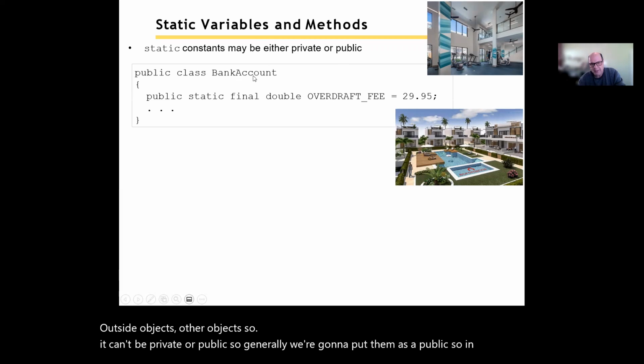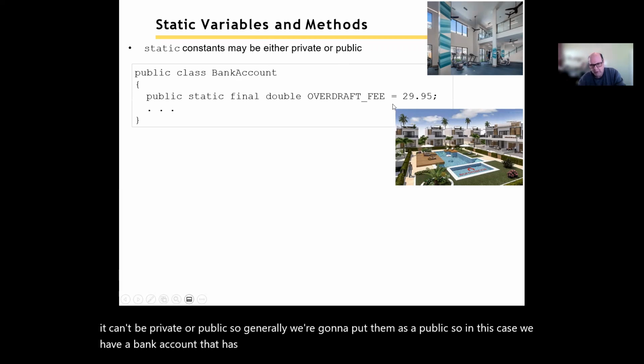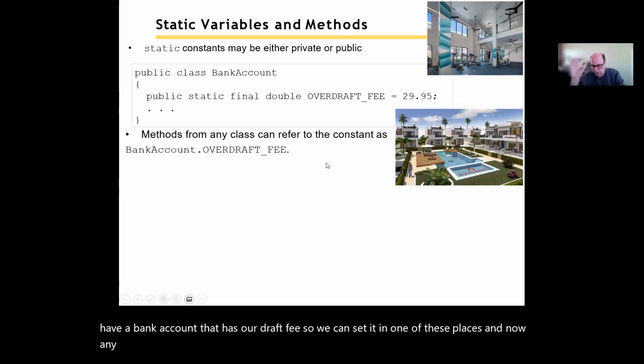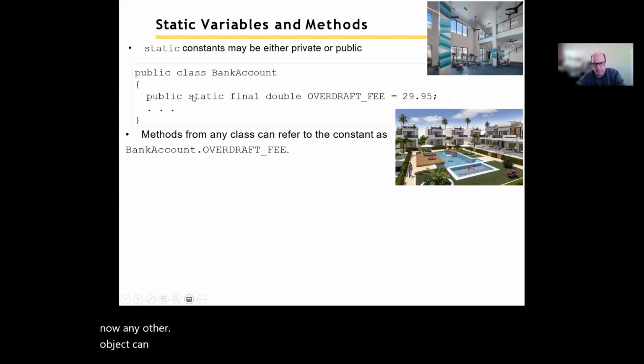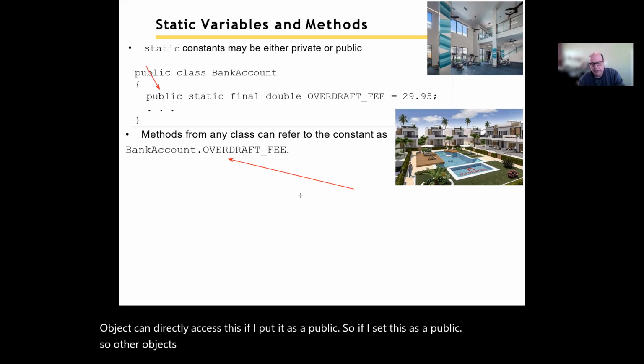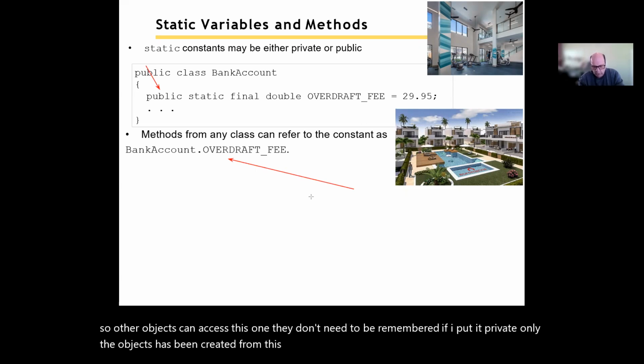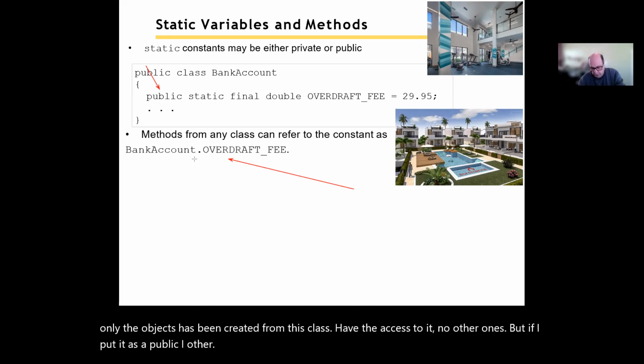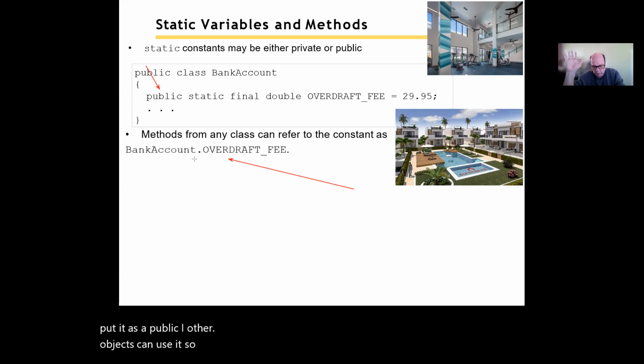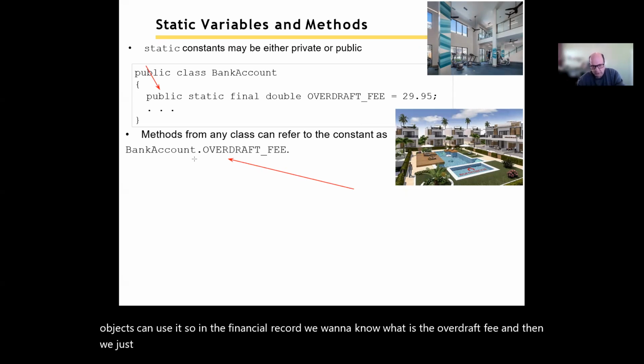So in this case, we have a bank account that has our overdraft fee. We can set it in one of these places. And now any other object can directly access this if I make it public. Remember, if I put it private, only the objects that have been created from this class have access to it, no other ones. But if I make it public, other objects can use it. So in the financial record, we want to know what the overdraft fee is, and then we just come in and access it.